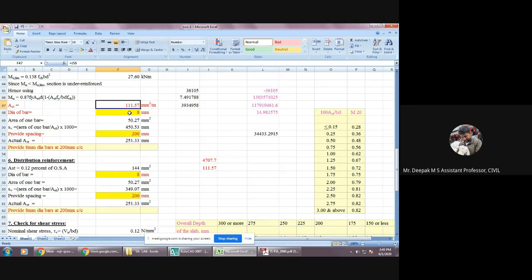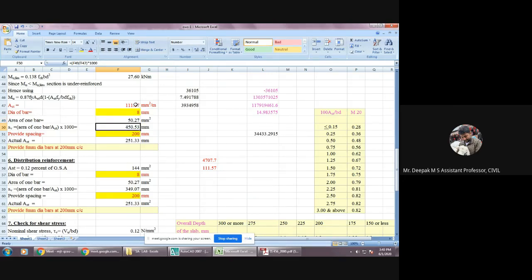Since it is a very narrow and small slab, hardly 1.83 by 4.88 meters, or 5 meters, I can use the least size of bar, that is 8 mm dia bars. So the area of one bar is pi by 4 into d square. I'm getting the area of one bar as so much. So the entire area for 1 meter of slab is 450.53.